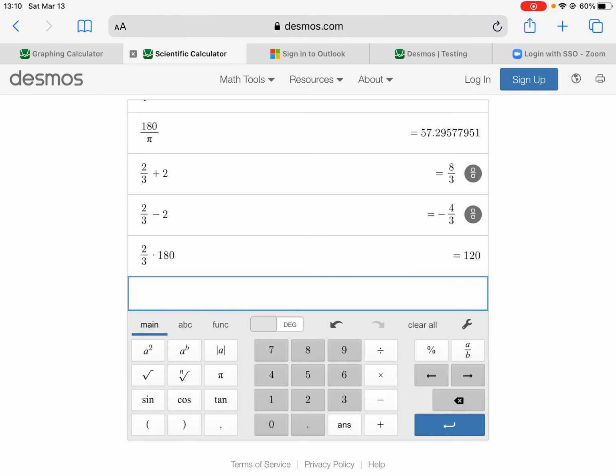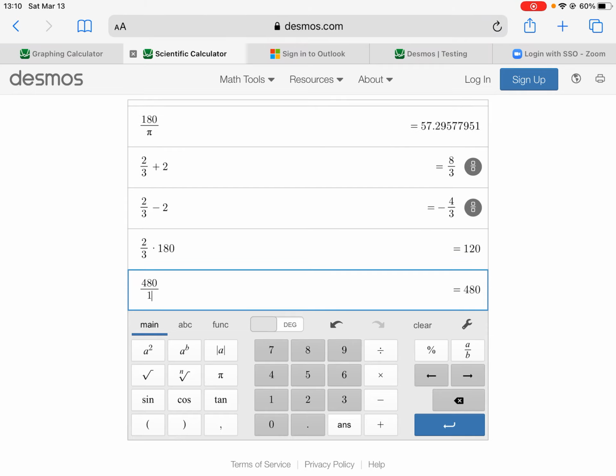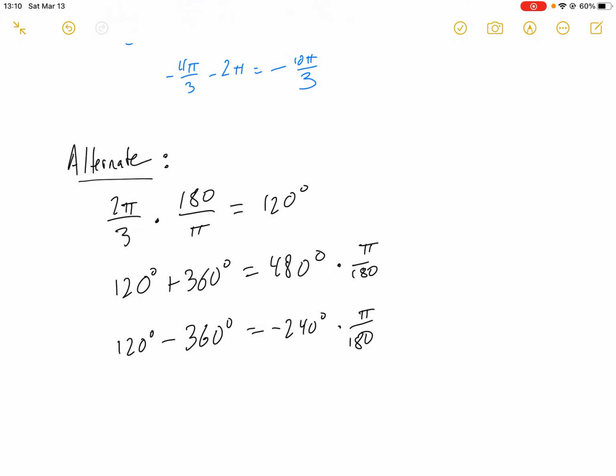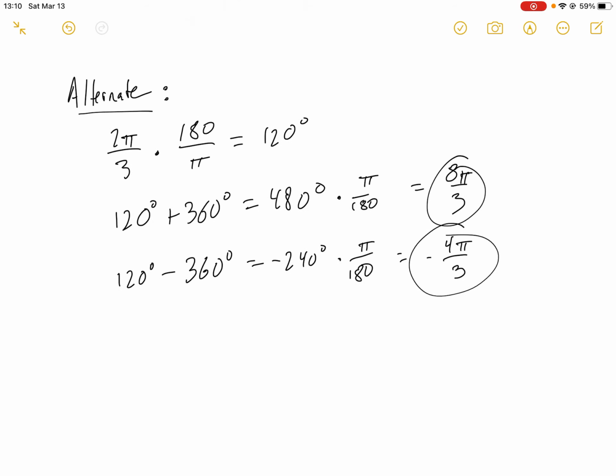So we would go, well, hopefully we get the same thing, right? 480 divided by 180, and I get 8/3 pi. And I'm guessing this one's going to give me that negative 4 pi over 3. So that's an alternate method if you prefer to convert to degrees and do it that way. Or you can just add and subtract 2 pi.